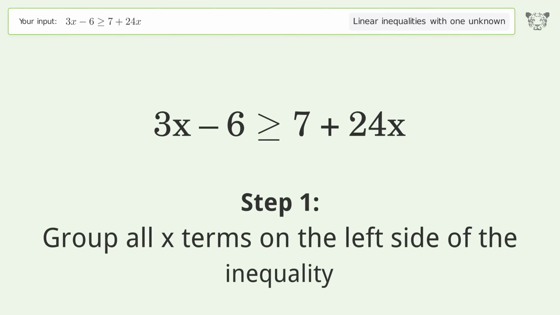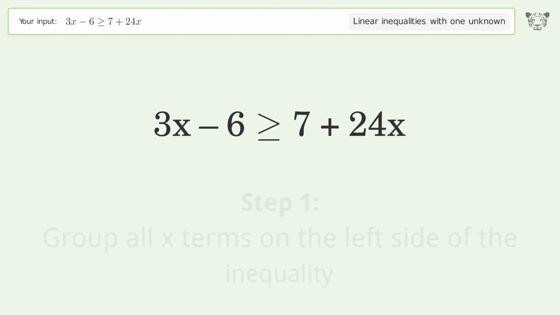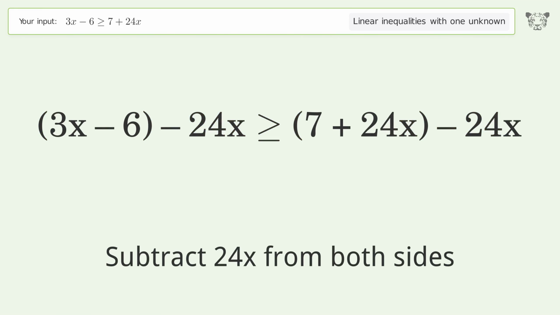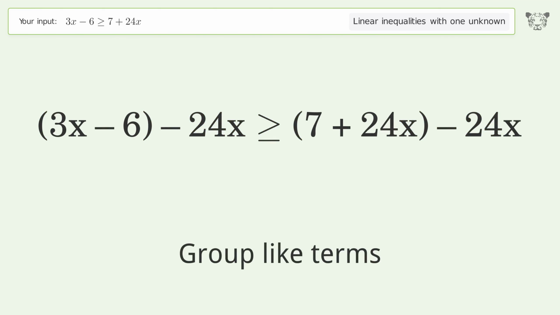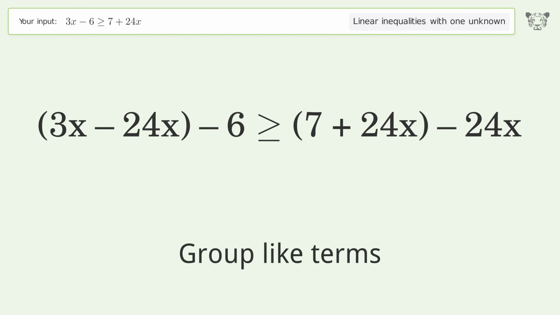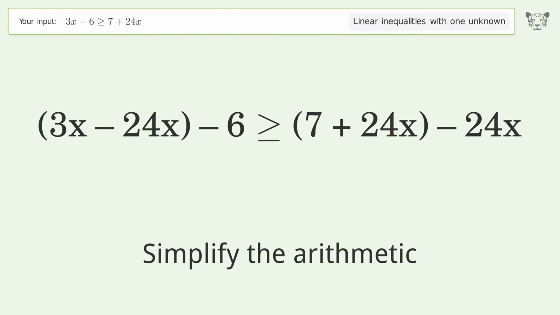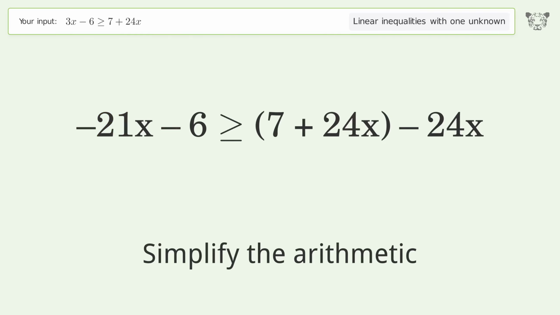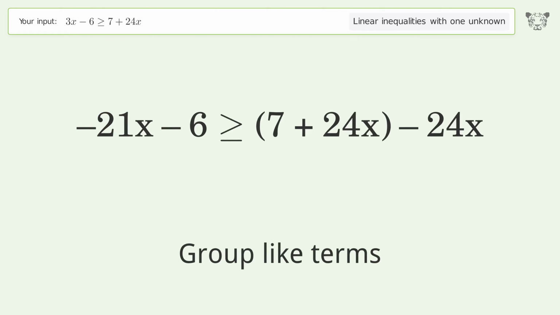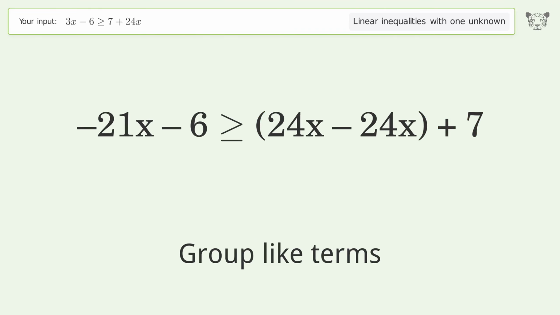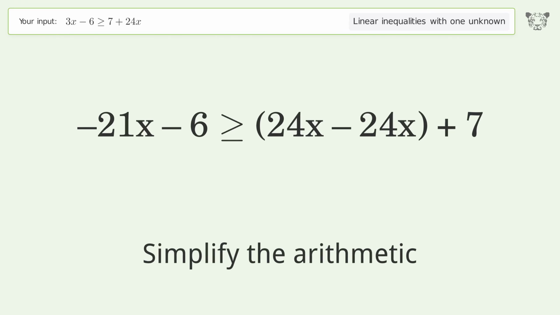Group all x terms on the left side of the inequality. Subtract 24x from both sides. Group like terms. Simplify the arithmetic. Group like terms. Simplify the arithmetic.